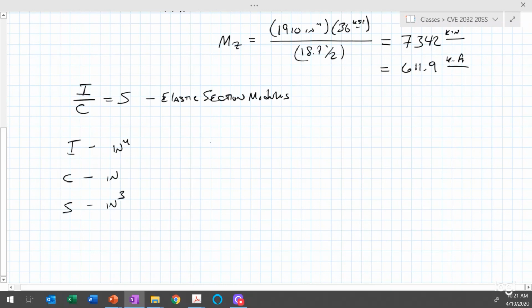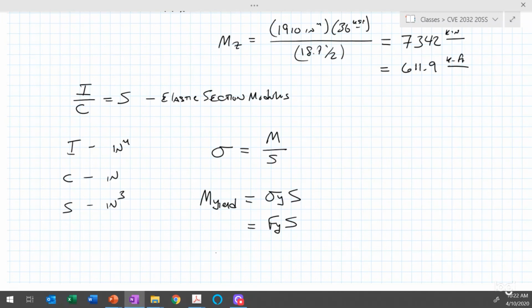So in a lot of cases then we would say that sigma is equal to M divided by S. I've dropped the minus sign there. Or if we're looking for the yield moment, then we can say that the yield moment M sub yield or M sub y is equal to sigma sub y times S, or a lot of times we would write that as F sub y times S. And that would be the form that we would commonly use in the design of a steel cross section. All right. Hope this helps.